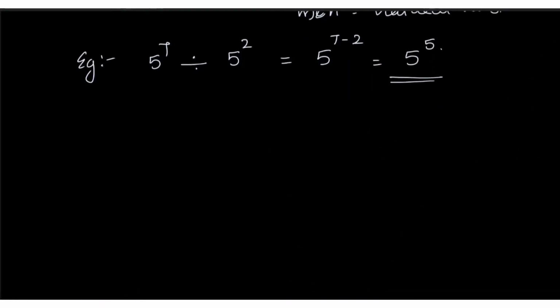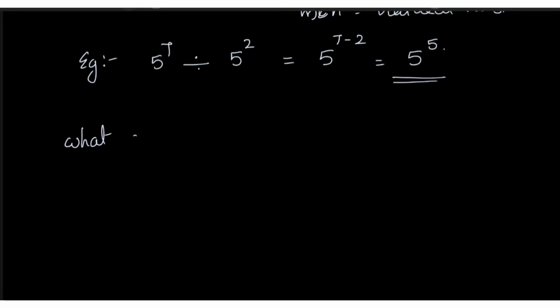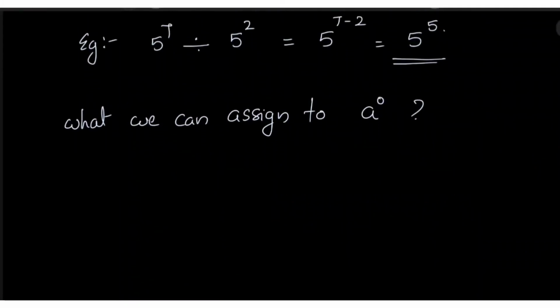From this also we can find out what a raised to 0 is. We already proved that a raised to 0 is equal to 1. Another explanation for a raised to 0 is based on the second law, the quotient of powers: a raised to m by a raised to again m is equal to, as per the second law, a raised to m minus m. It is equal to a raised to 0.